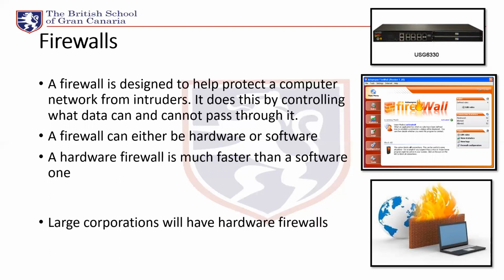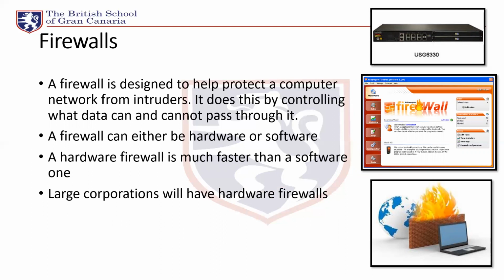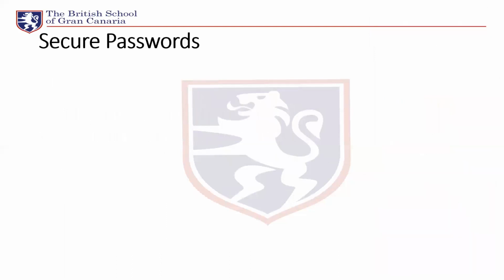Large corporations will have hardware firewalls, and they will have layers and layers of firewalls to make sure that nobody is getting in. Once you go through one firewall, you have to pass through another and another. So the data that's coming through is being checked and checked and checked again. If you were to wait for software to do that, it's going to take a very long time, but hardware can go through much quicker.